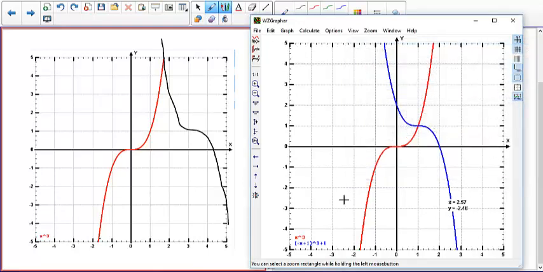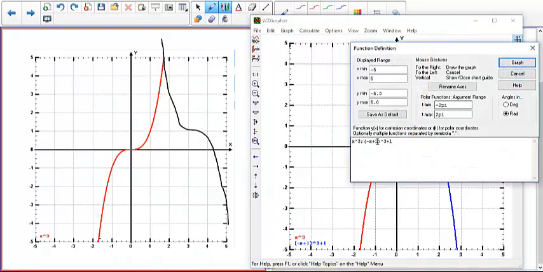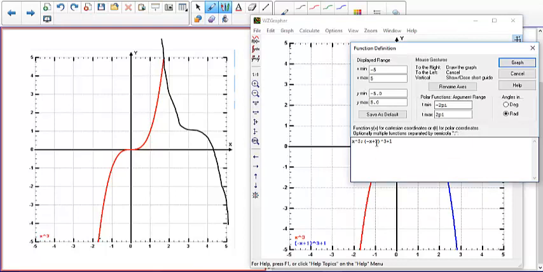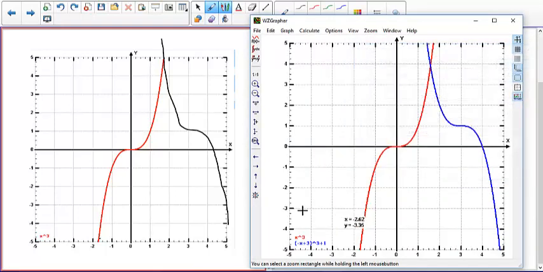And we graph that. And there we go. Except I don't think I did the equation right. What was my equation? Oh, it was 3, not 1. Okay, so that should be plus 3, not plus 1. Graph. Okay, there we go. So you can see how that works.